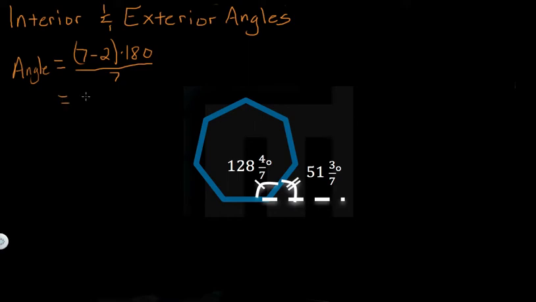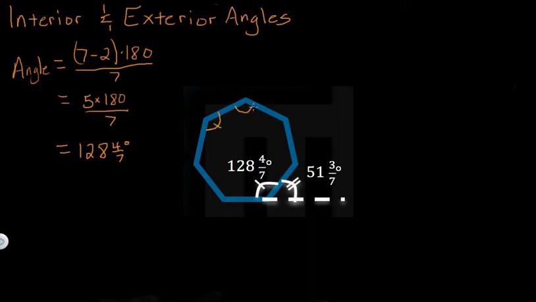All right, so 7 minus 2 is 5. 5 times 180 over 7. And so basically we're doing 5/7 of 180. And if we do that, what we get is 128 and 4/7 of a degree. All right, so this is the measure of each interior angle of a regular heptagon.